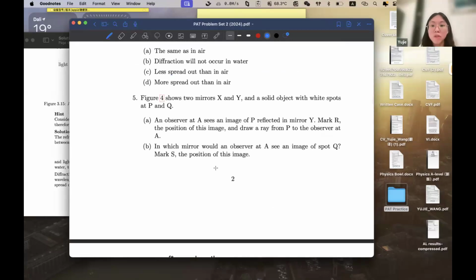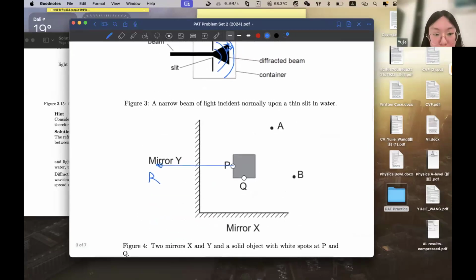And draw a ray from P to the observer at point A. So we simply connect point R with point A. The parts that are in the mirror should be dashed lines, because it's virtual. So this blue straight line would be the light ray that's being reflected by the mirror Y to point A.